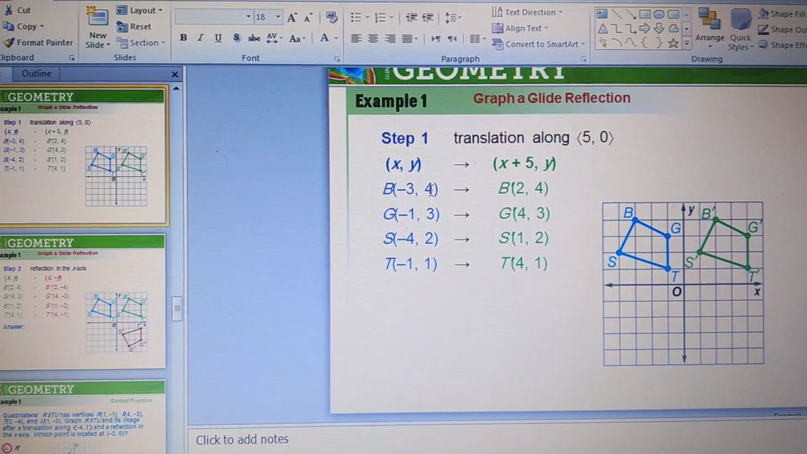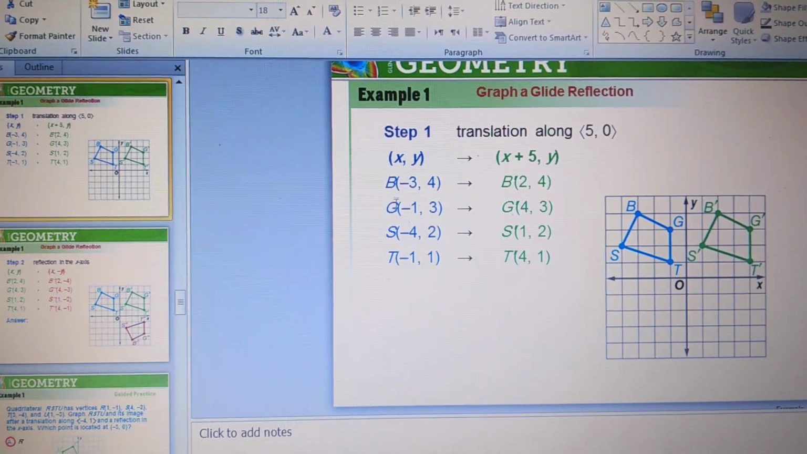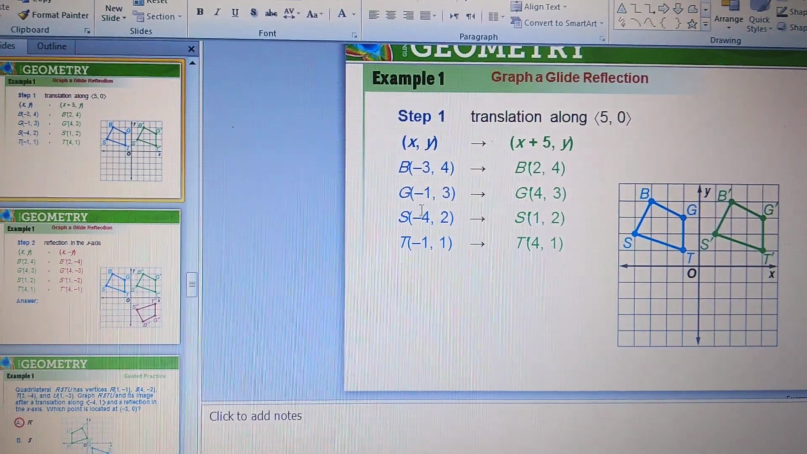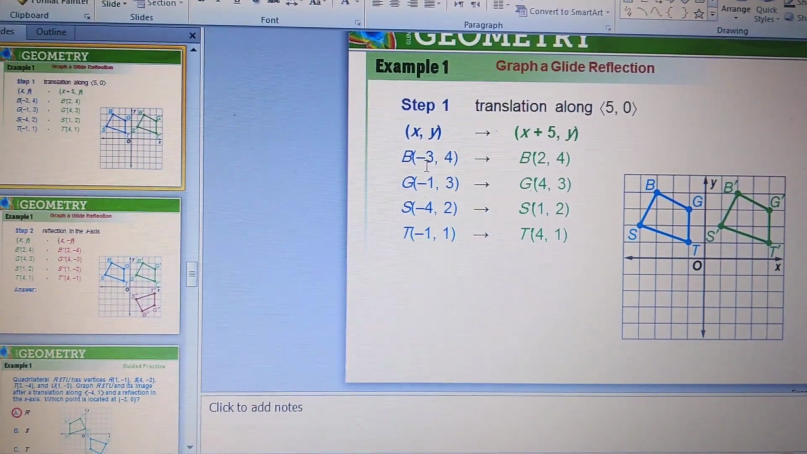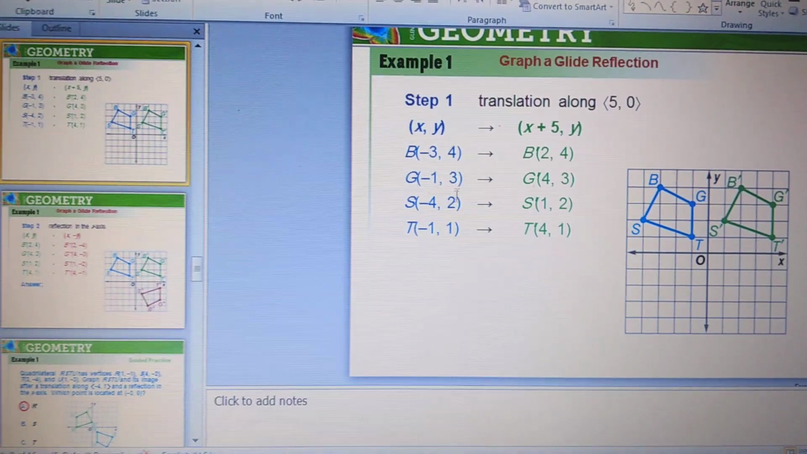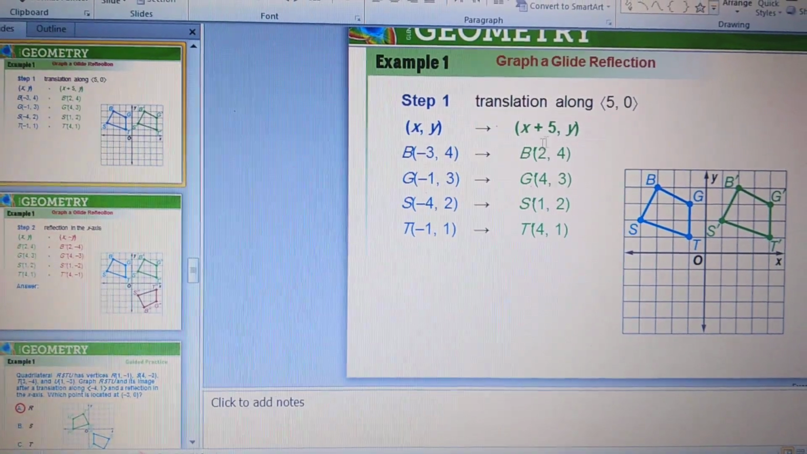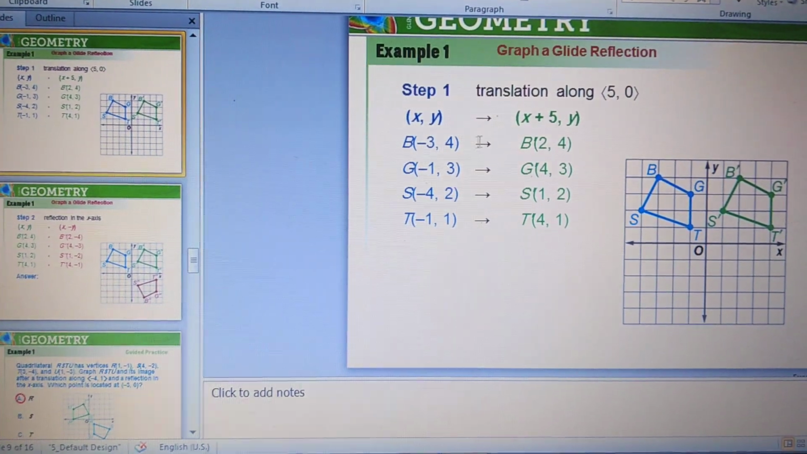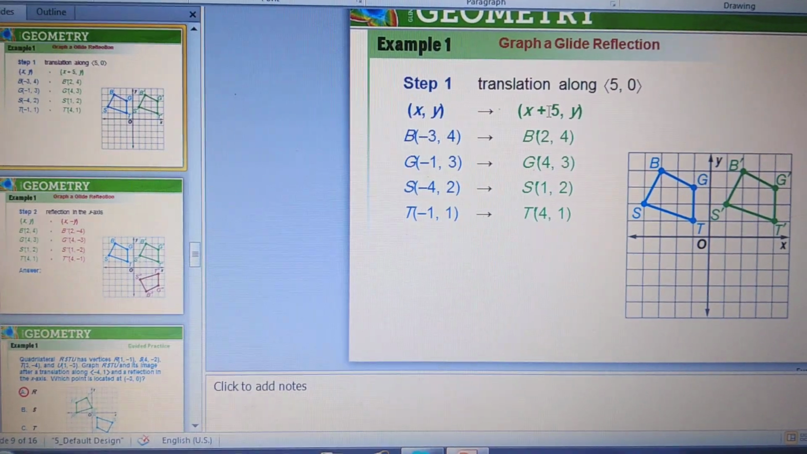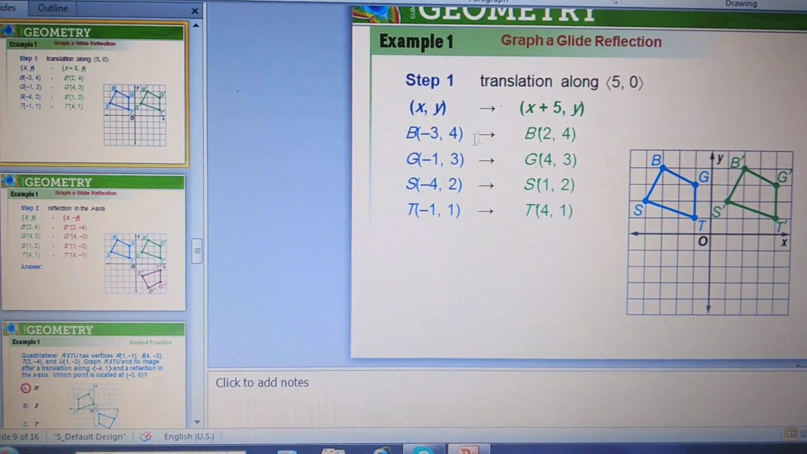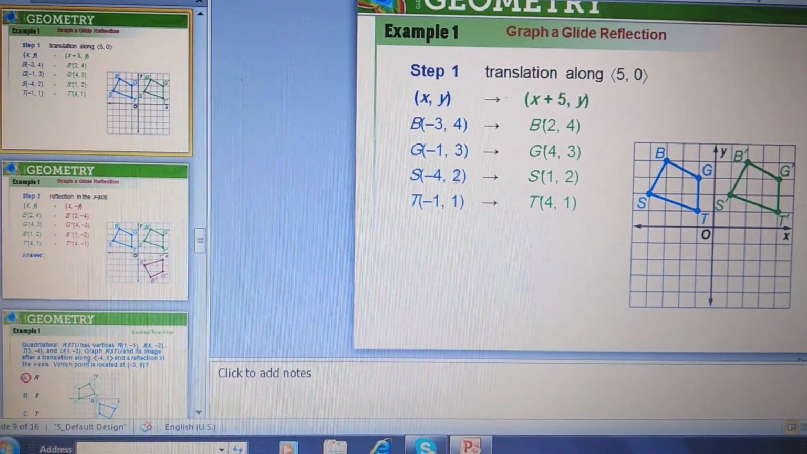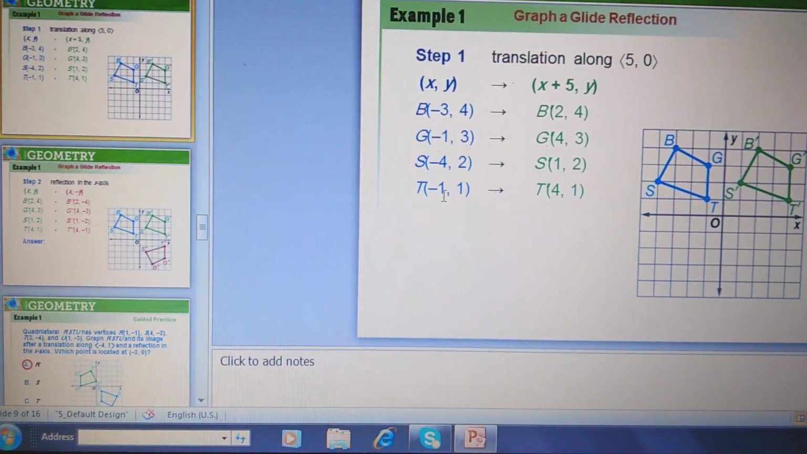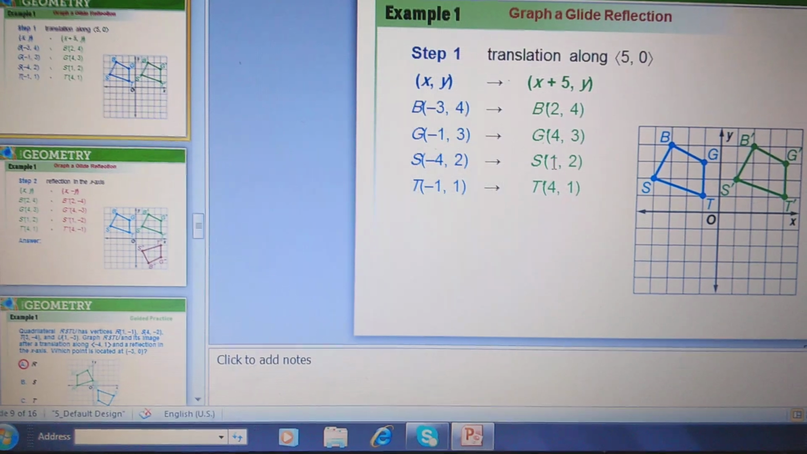B, G, S, T, the x-coordinates are negative 3, negative 1, negative 4, and negative 1. Each one of these, you are going to add 5. While the y-coordinates 4, 3, 2, 1, you don't touch them at all, because in the vector here, the y is 0. As you see here, negative 3 plus 5 equals 2. Negative 1 plus 5 equals 4. Negative 4 plus 5 equals 1. Negative 1 plus 5 equals 4.